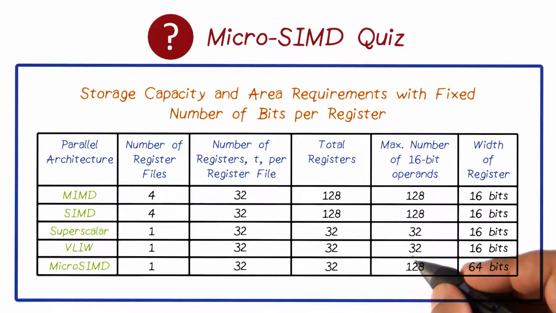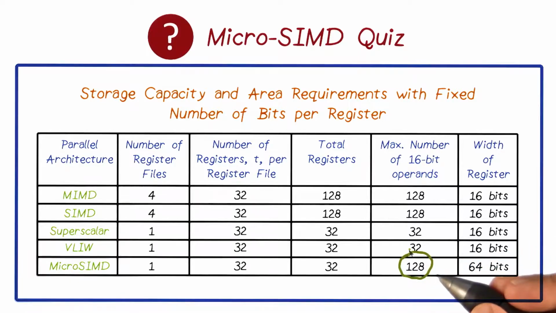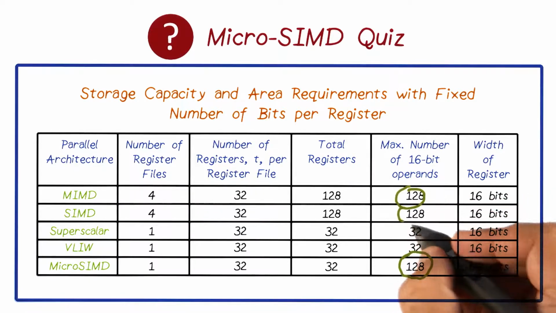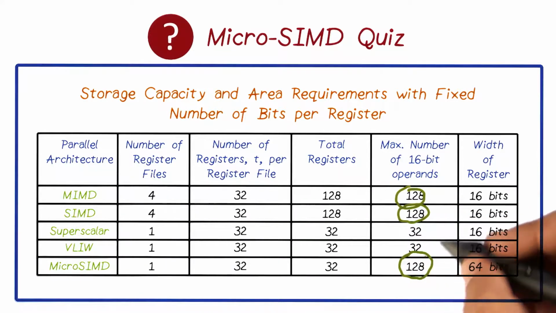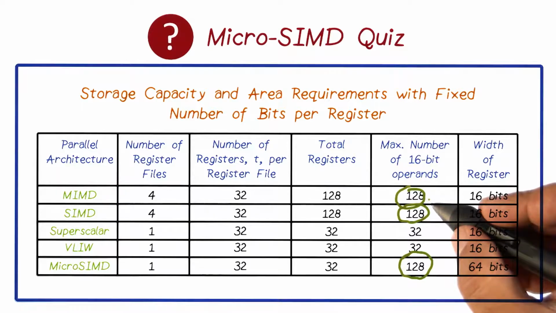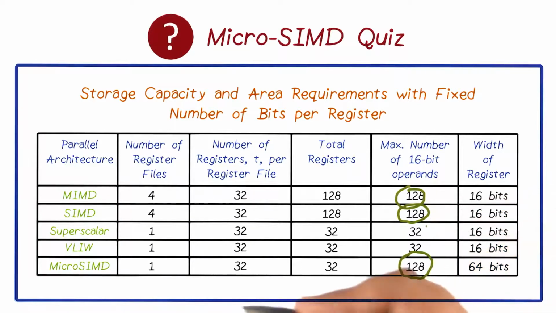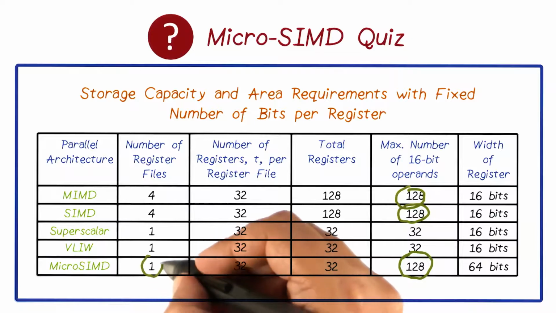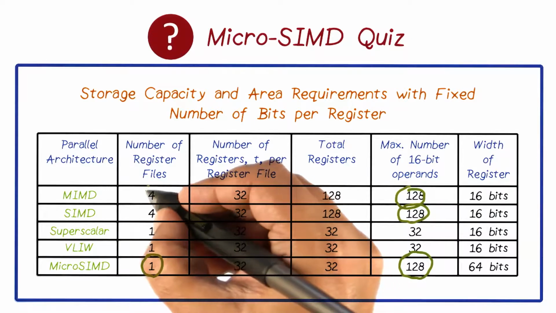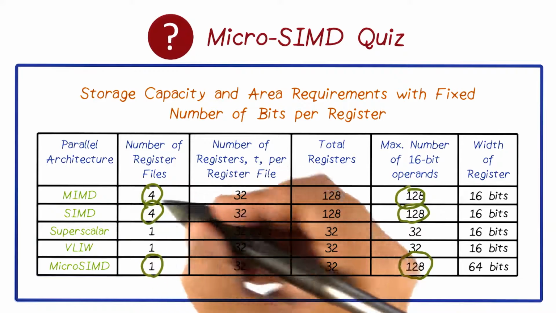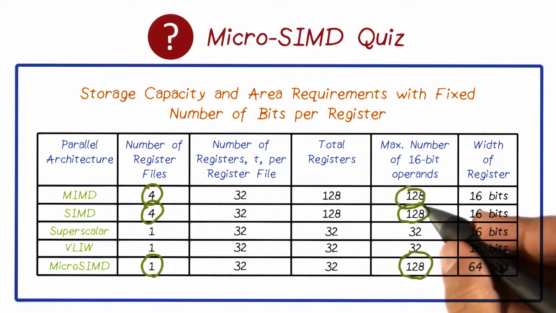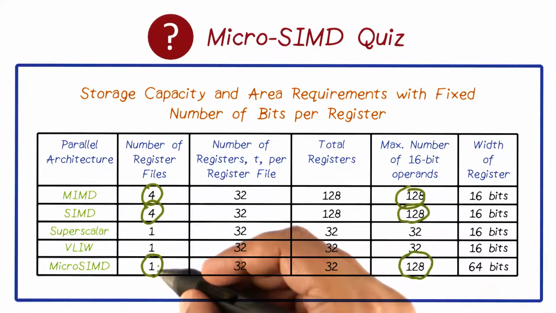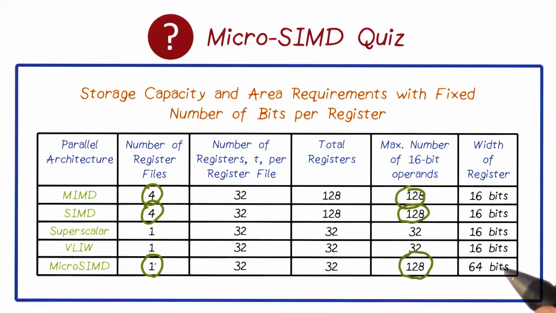So I'd like to draw your attention to a few things here. The number of operands supported under micro-SIMD is 128, and so it is under both SIMD and MIMD. So you can see that micro-SIMD is able to support a very large number of operands just like SIMD and MIMD do. However, micro-SIMD does it using just 1 register file, whereas SIMD and MIMD do that using 4 register files each. You can see that therefore the same number of operands is supported using a fewer number of register files in micro-SIMD. Now, what is the catch here?